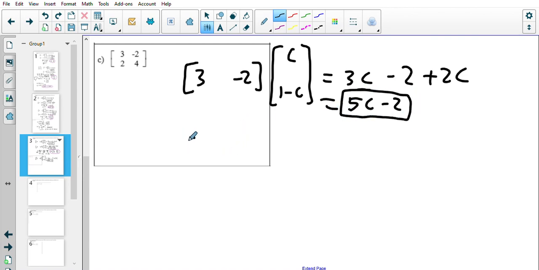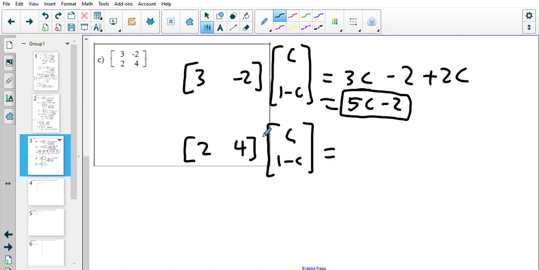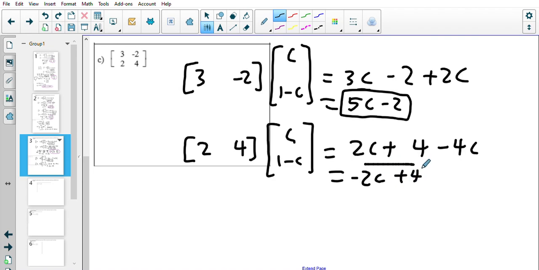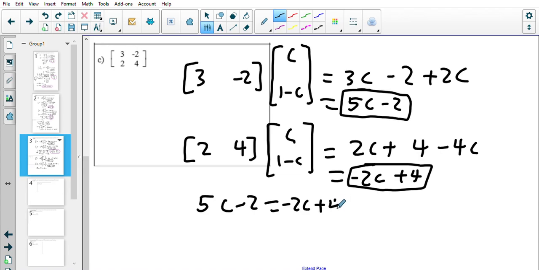Then we'll compare that same column strategy against the second row, 2, 4, against C and 1 minus C. So that'll give us 2 times C plus 4 times 1 minus C. So that'll give us 4 and -4C. 2C minus 4C is -2C plus 4. So then we set our two results equal to each other to see what value of C we get. 5C minus 2 equals -2C plus 4.